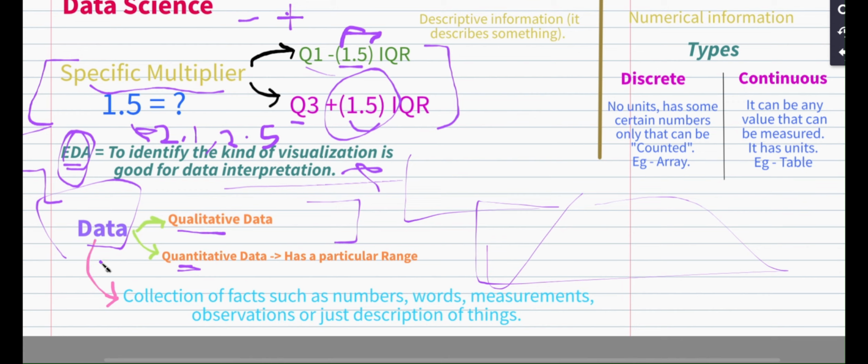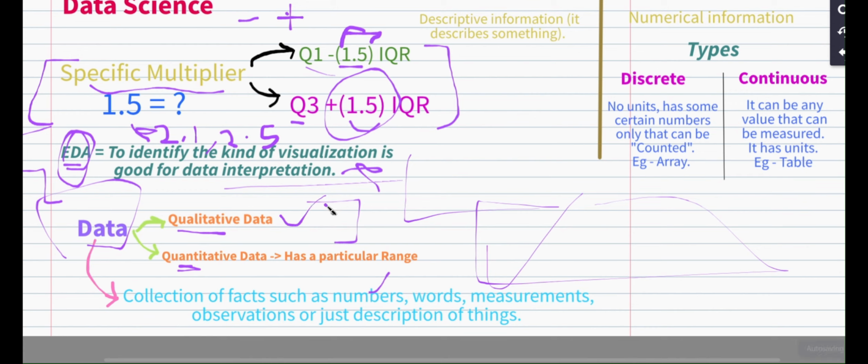Data is basically the description of a particular event. It can be numbers, it can be words. So data is basically of two types. Either the numbers, words, or measurements, or the second type, the description. From that we came to know that data has two types, qualitative data and quantitative data.